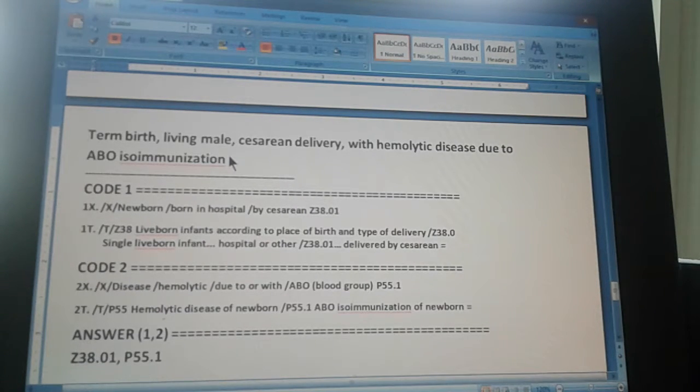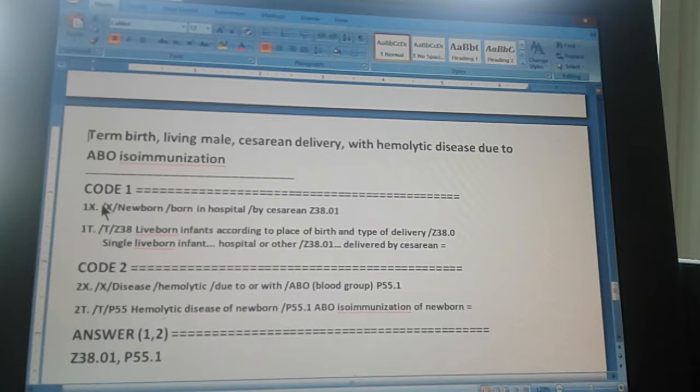The diagnosis is a term birth, live male, cesarean delivery. That's the first code. And the second code is with hemolytic disease due to ABO isoimmunization. There are 2 codes. The code 1 through the index is found like this.